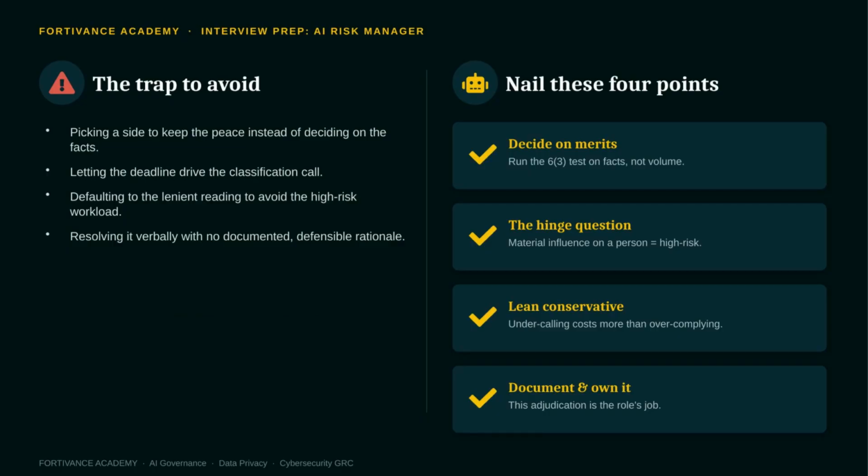To lock in question 5. Avoid the traps on the left, they're what quietly sink candidates. And hit the 4 points on the right for a confident, defensible answer.